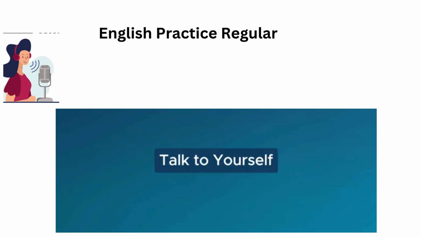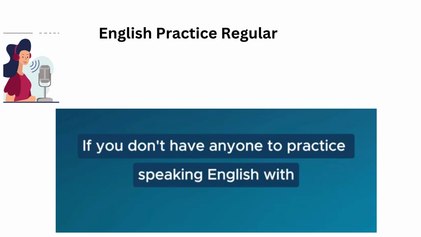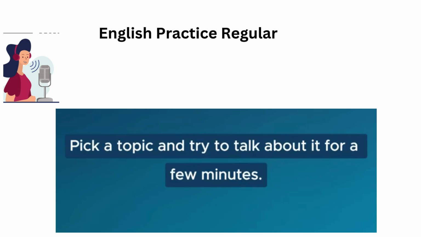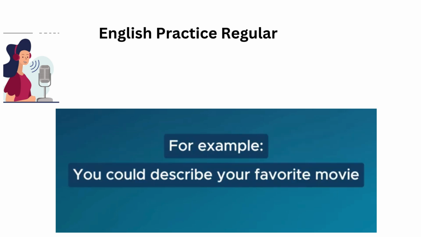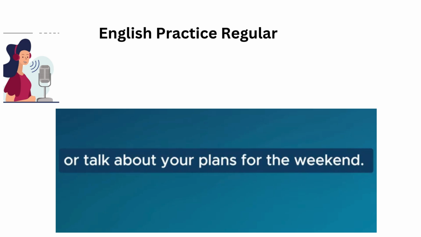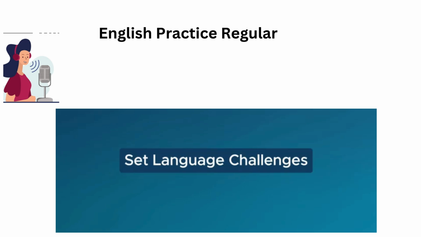4. Talk to yourself. If you don't have anyone to practice speaking English with, you can practice by talking to yourself. Pick a topic and try to talk about it for a few minutes. For example, you could describe your favorite movie, explain how to make your favorite dish, or talk about your plans for the weekend.